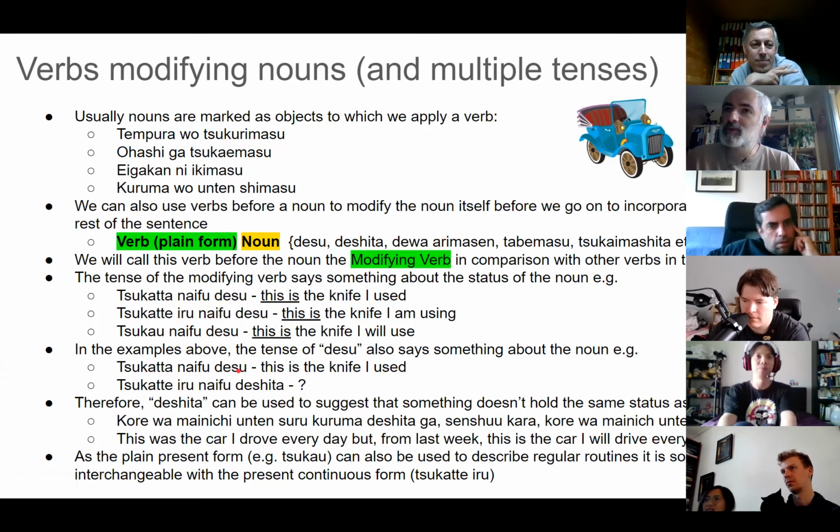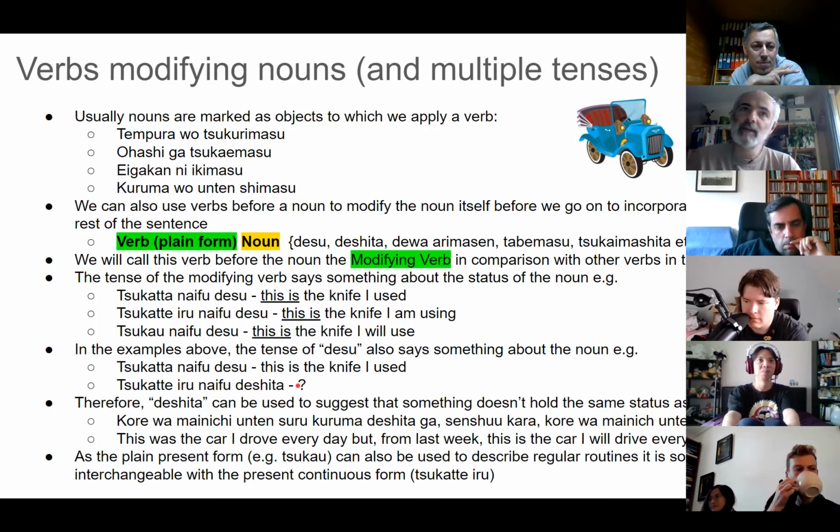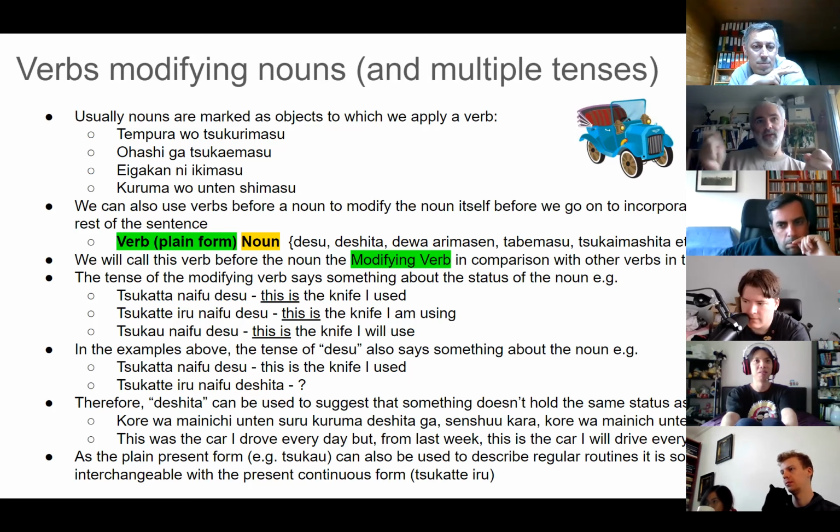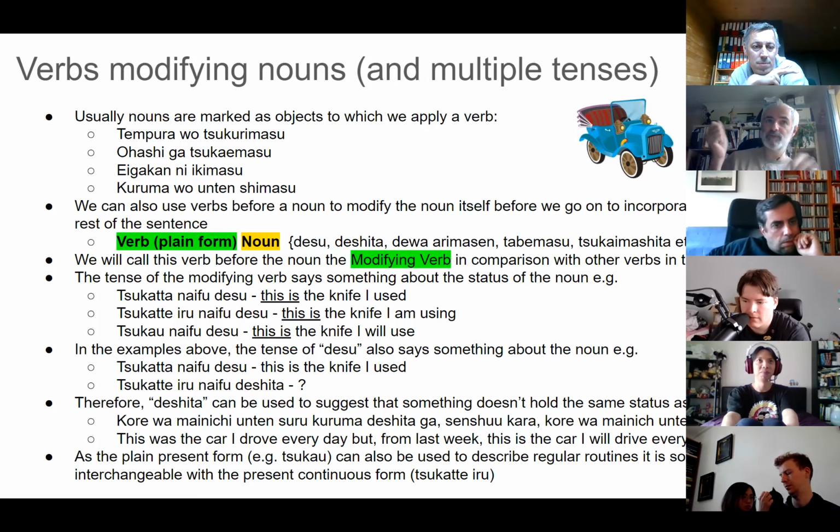The contrast I was trying to make was between this one and this one. By putting deshita, it changes the status of the object, even though in both cases it's the knife you used. When you say 使っている knife deshita, it suggests that there's now another one that you're using. It no longer holds the status of the knife I'm using. Yeah.